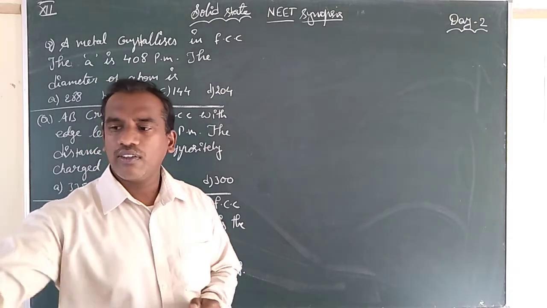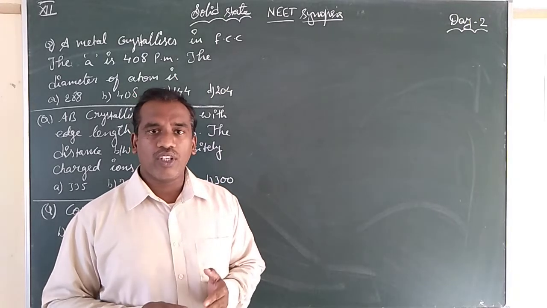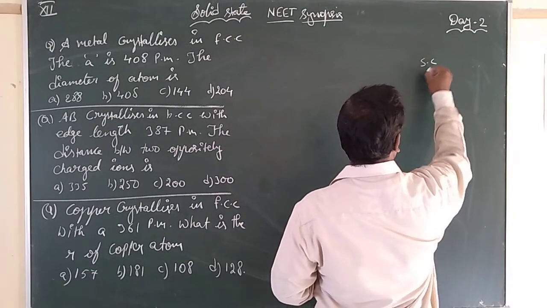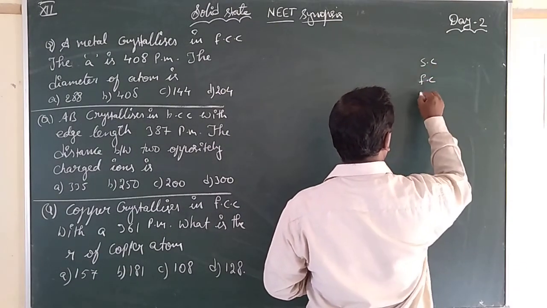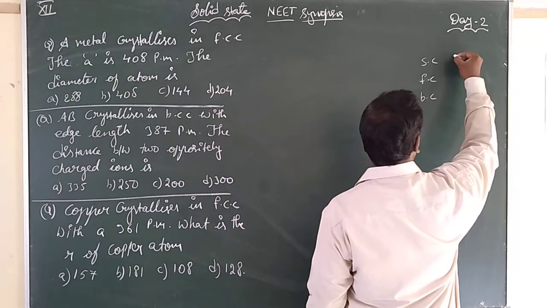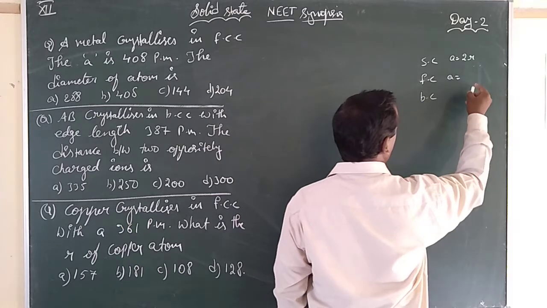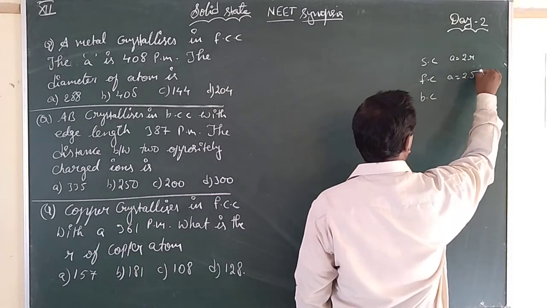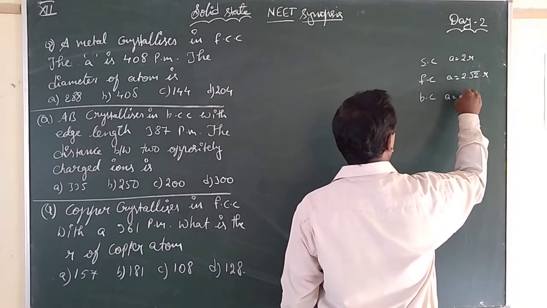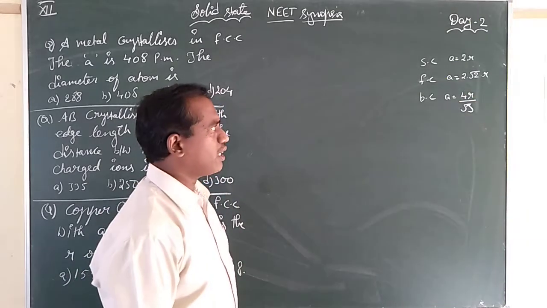In yesterday's session, we learned the concluding points about the edge length in the three types of packing efficiency: simple cubic, body centered, and face centered. For simple cubic, the edge length A is equal to 2R, whereas in the case of face centered cubic, A is equal to 2 root 2 R, and for body centered, A is equal to 4R by root 3. Those are the three data that we had learned.